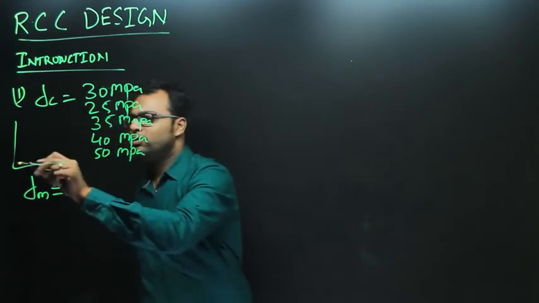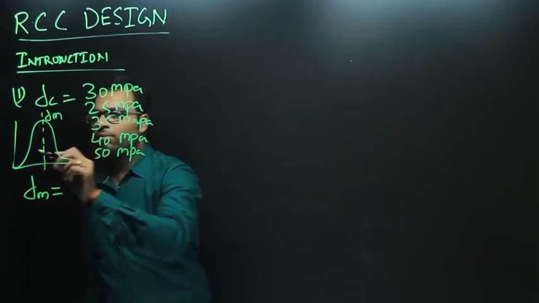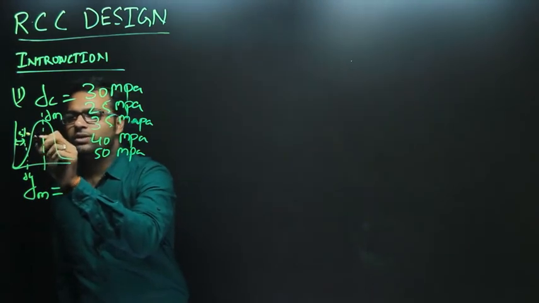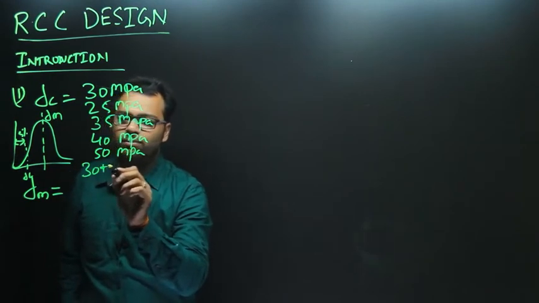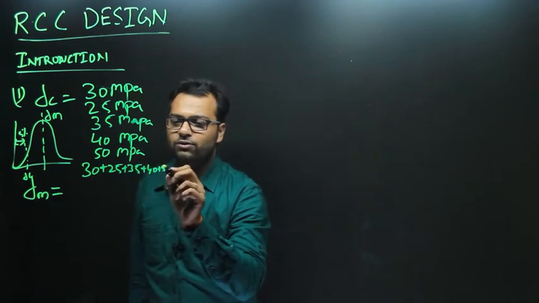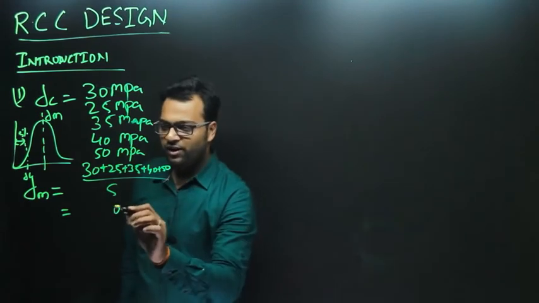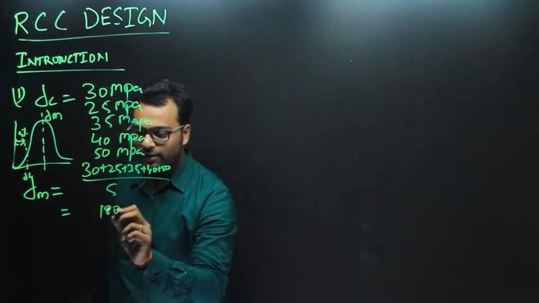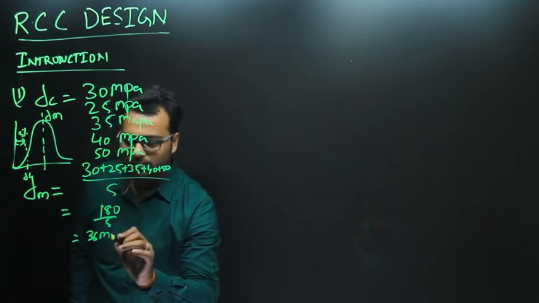Let me draw the graph again, so it will be easy for you to capture. So this is Fm, this is Fc, 5% probability, right? Fm is basically 30 plus 25 plus 35 plus 40 plus 50 divided by 5. So this comes out to be 180 by 5, which is 36 MPa.